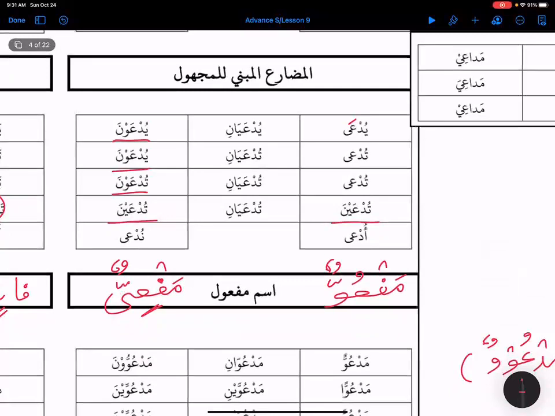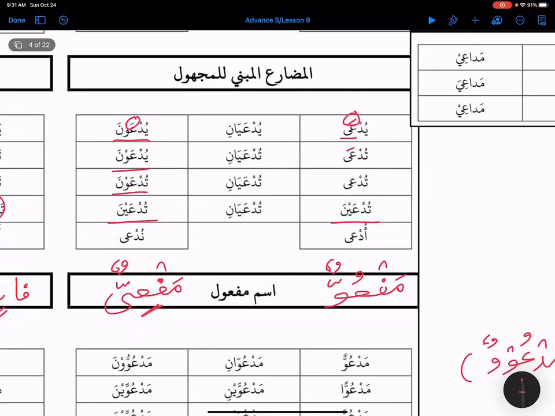And then yud'a. Yudu, yudu, yudayani, yuda'una. So tudu, see, there was a sound on the middle root letter. So now it is taking an a sound, not an u sound, right? Tuda'una. So tuda, not tudi, tuda. Here, tuda. Tuda, tuda, yudayani, yuda'una, tuda.